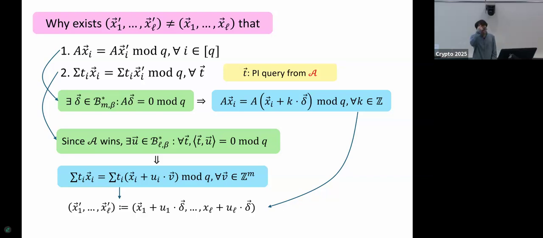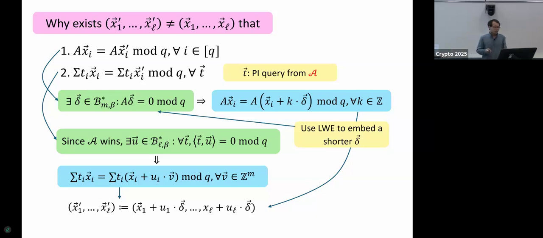The only thing I want to say is that to make the theorem go through, we require both U and delta to have small norm. And the last thing I want to mention is that we use the LWE here to embed a shorter solution to A to improve the tightness of the bound.